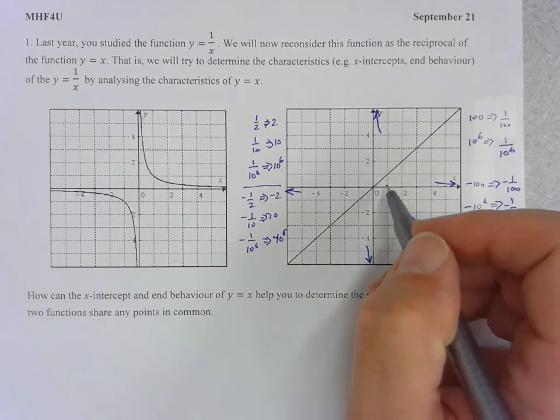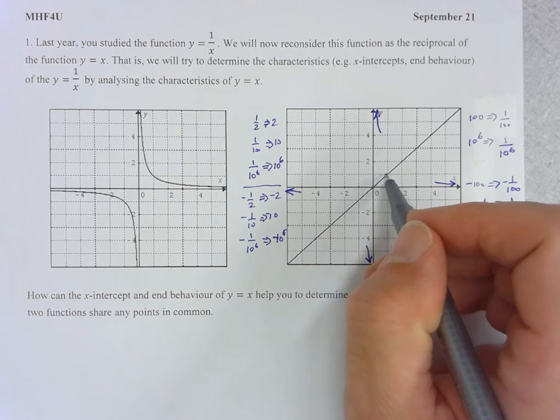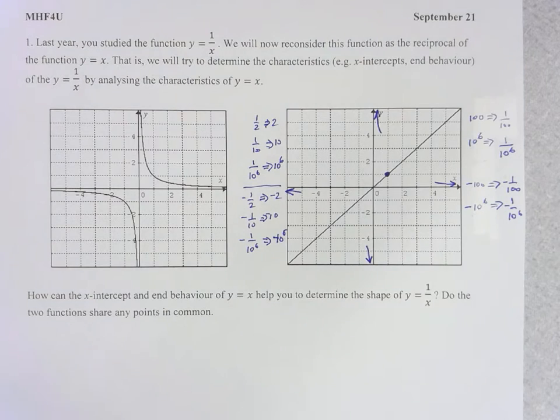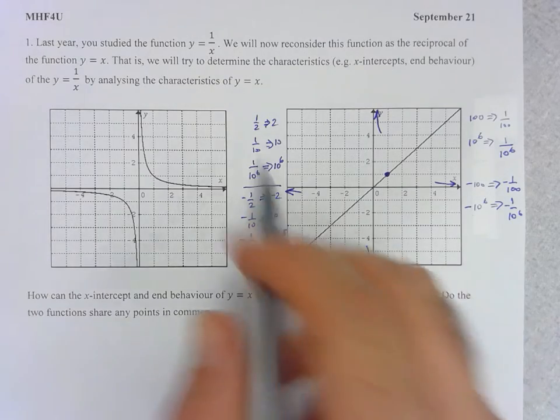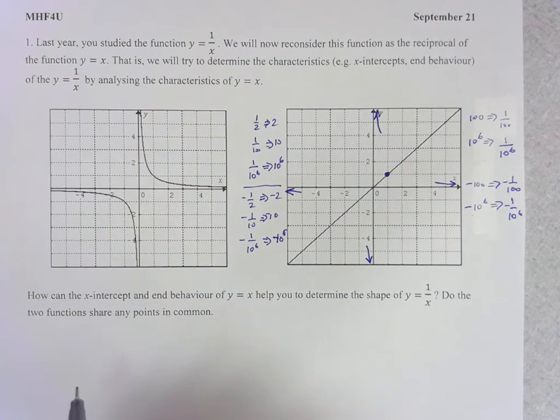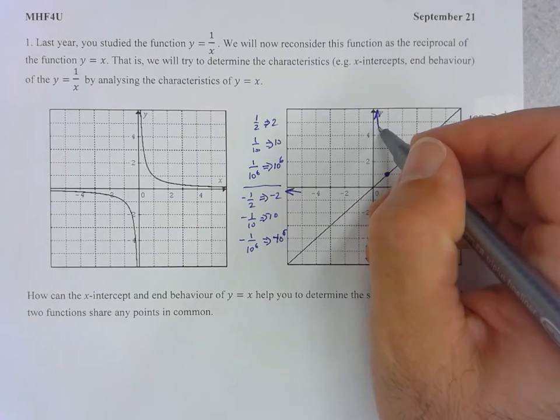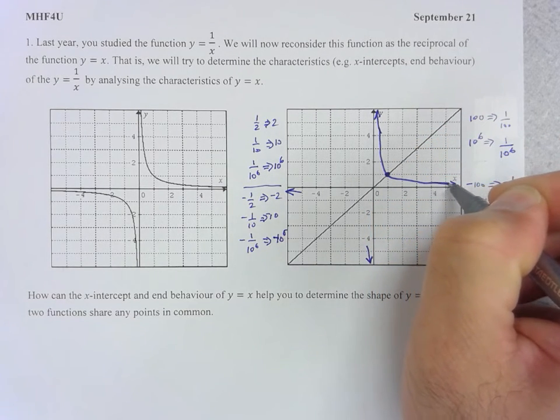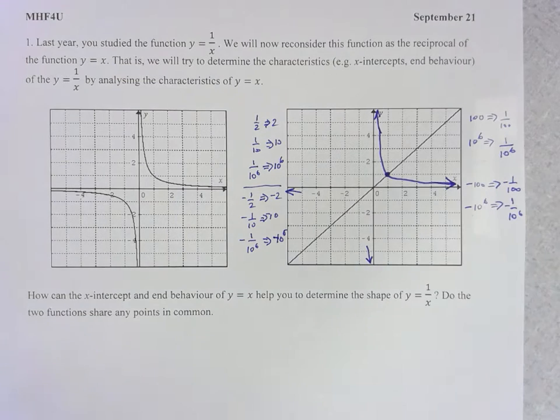So that means that at this point here, where the y value is equal to 1, the reciprocal will also be equal to 1. So they're going to share this point in common. It's what we call an invariant point, that even if I take the reciprocal, it stays the same. So from here, we get the idea that we're going to have this sort of behavior, which is exactly what we expect for 1 over x.